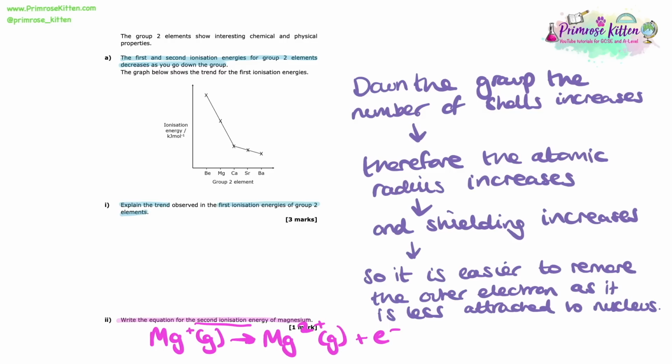And a really important thing to do is you have to include the state symbols when doing the ionization energy equations. And that doesn't matter if they state to do it or not, it's a vital part of the ionization energy equation. So we need to know that both of the Mg+ and the Mg2+ ions are gaseous. So that's what we write down now to get our mark for the second ionization energy equation.